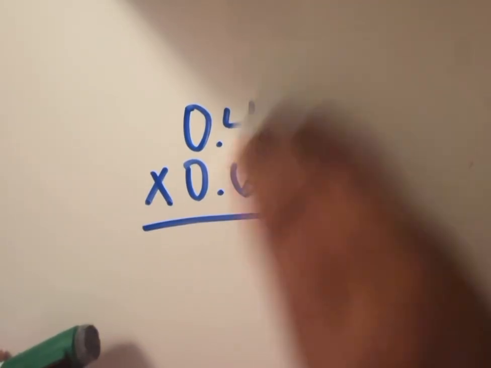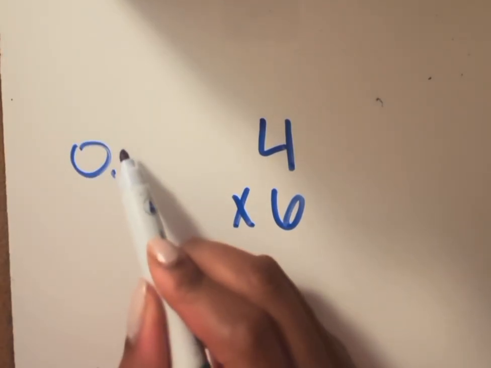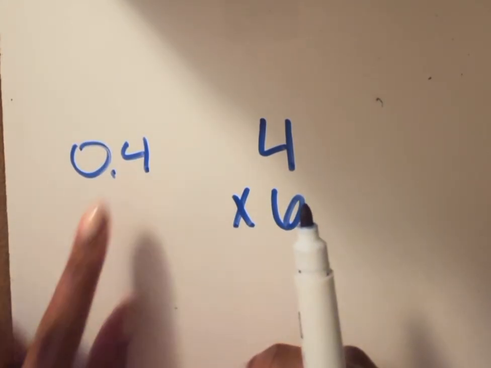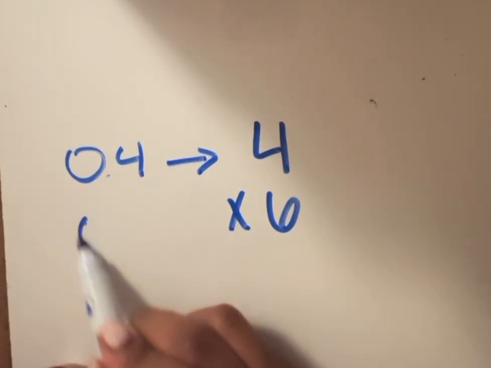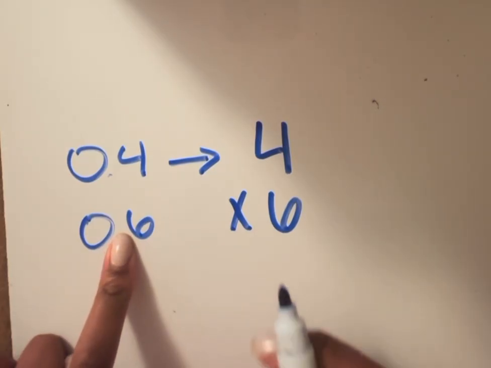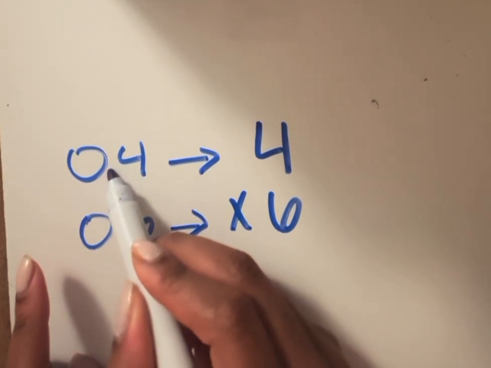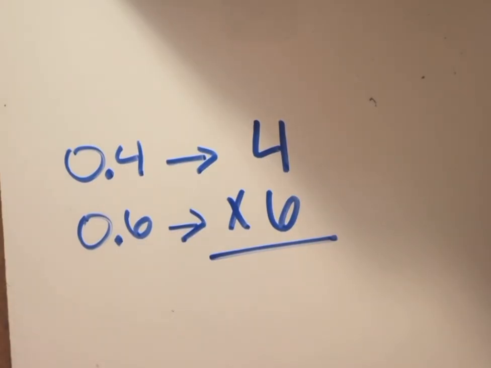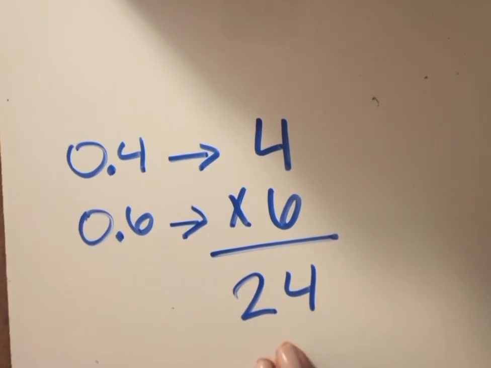I'm just going to write this as 4 times 6 because 0.4, if we were to get rid of this decimal and just write it as a whole number, we would write it as 4, and same with 0.6. If we ignore this decimal and just look at it as a whole number, that is just 6. So this is what we have, 4 times 6. 4 times 6 is 24. So our answer is 24, but this obviously is not our final answer.